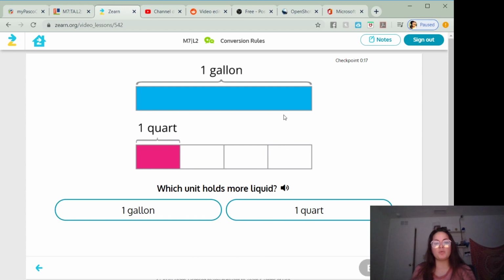So if it takes 4 quarts to make 1 gallon, what unit holds more liquid? Is it going to be the gallon holds more liquid or the quart holds more liquid? Which unit is going to be able to hold more liquid? If you said gallon, then you would be correct, because you got to think, if this blue block represents 1 gallon and this red block represents 1 quart, the red block here takes up less space than the 1 gallon. You can also think it takes 4 quarts to make 1 gallon, so you need more of a smaller unit to make this bigger unit.